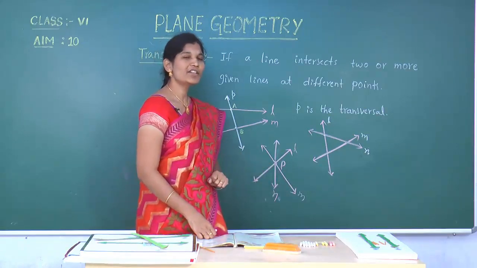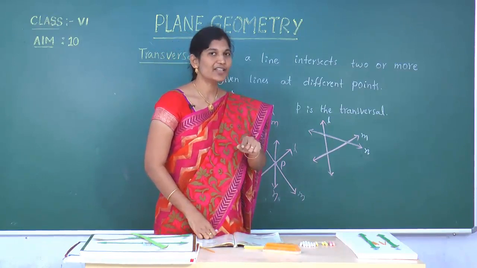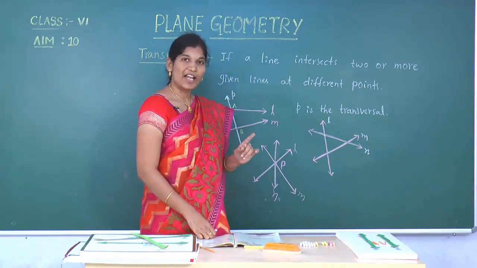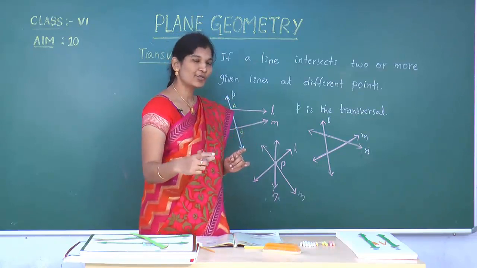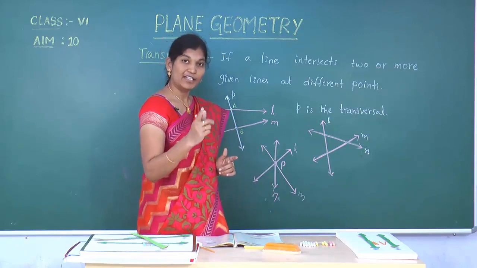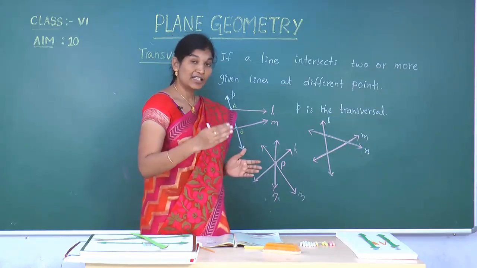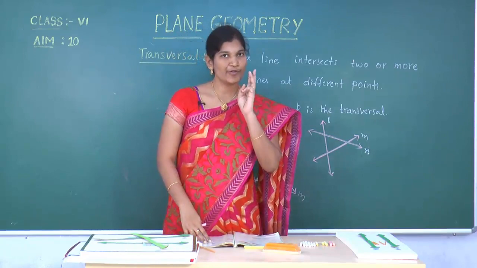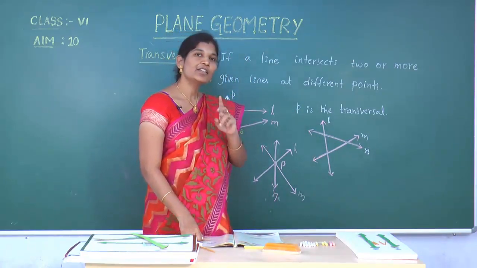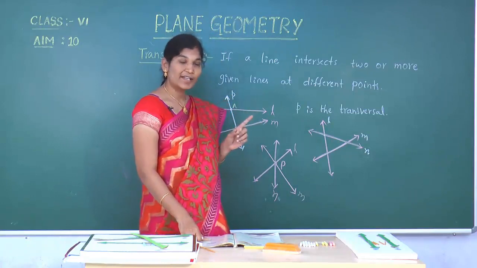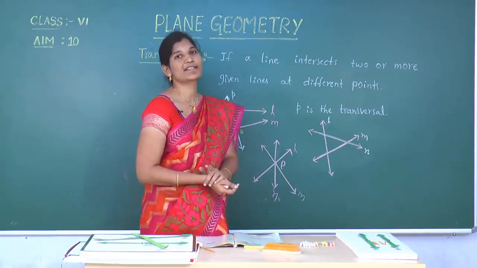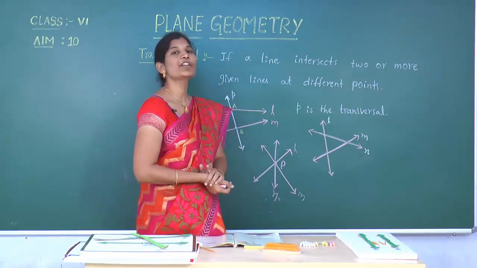And what is our definition? A line which intersects the given two lines at different points. If a line intersects two lines, we should get two different points. If a line intersects three given lines, we have to get three different points. If a line intersects four different lines, we should get four different points. Four different intersecting points we have to get.